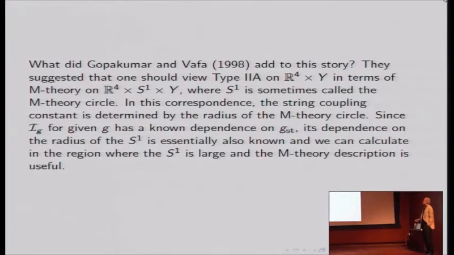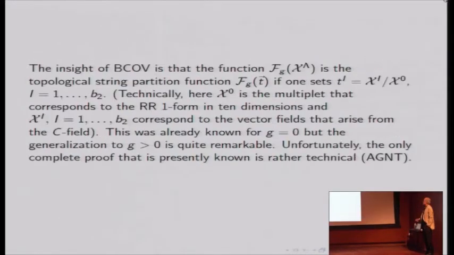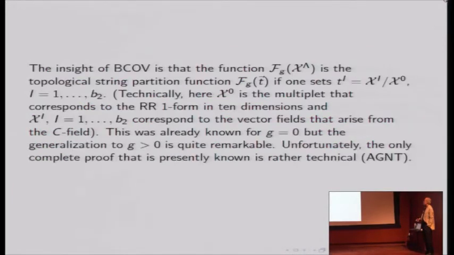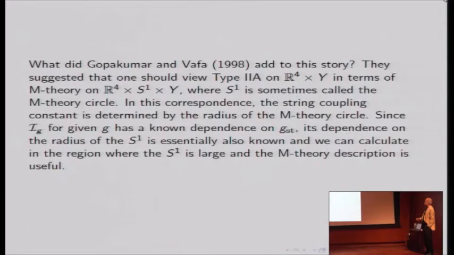Since I sub g for given g, so remember I sub g is this particular chiral coupling, since it has a known dependence on G string, its dependence on the radius of the circle is also known, and we can calculate in the region where the circle is large and the M theory description is useful. So that's what we get because there is a known dependence on G string. We can completely calculate in string perturbation theory, but we can also, it turns out, completely calculate in the strong coupling limit.